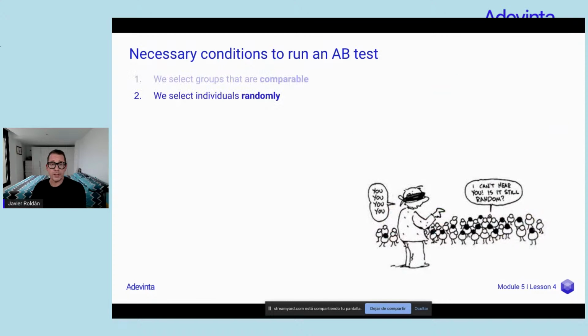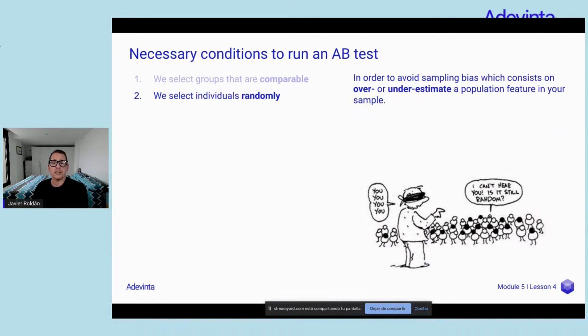Next one, we select individuals randomly. Why? In order to avoid sampling bias, which consists of over- or underestimating a population feature in your sample. We need to be sure that our groups are comparable. We cannot have differences in our groups. The characteristics of the users in both groups should be as similar as possible. We will go into more detail later when we talk about sample in A/B testing.